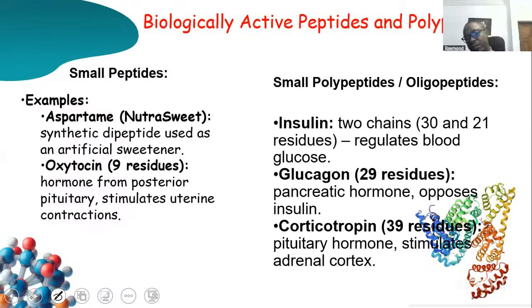So we have insulin, we have glucagon. These are biologically active peptides and polypeptides. We have corticotropin. We have oxytocin, which is implicated in uterine contraction for pregnant women when they go to the labor room. This is what is responsible for contraction of the uterus for delivery.